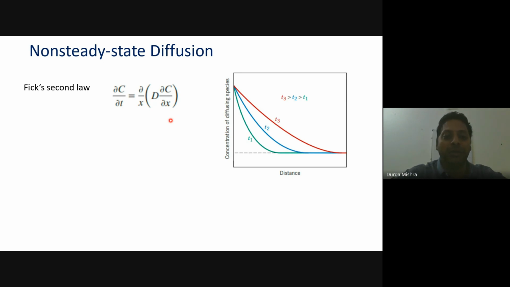In many cases, the diffusion coefficient may not really vary as a function of space or distance. Here we are all taking a partial derivative, so the concentration is a function of the position where you are looking, and it is also a function of time.